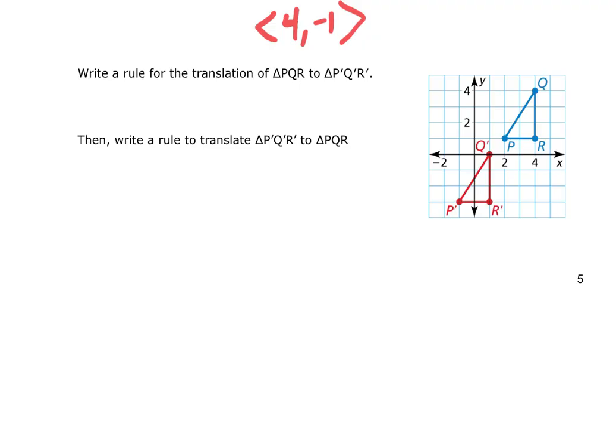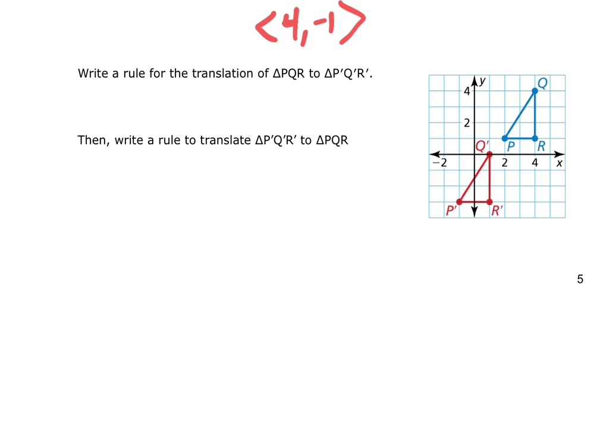You don't necessarily have to do all three of them either. I mean, if you want to check it, you definitely can, but all three of them should have the same rule. So it doesn't matter which one I choose to use here. So I'm just going to start with P. When we go from P to P prime, just because we want to do X first, we're going to go left 1, 2, 3 until we get even with it. And then we're going to go down 1, 2, 3, 4. So we go left 3, down 4.